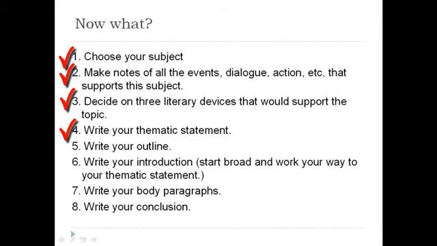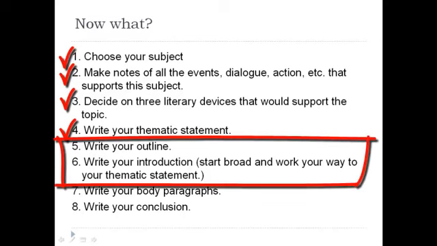Now what? After you are finished writing your thematic statement and figuring out the theme of the book or the text that you were working with, you can start writing your essay. If we skip down to number 5 here, number 5, write your outline. I'm going to show you a sample overview outline. After you've written your outline, then you want to write your introduction.